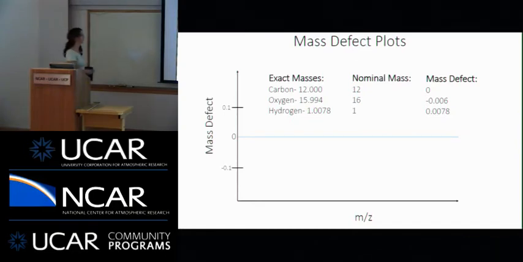And what a mass defect is, if you think about your isotopes, carbon has a nominal mass of 12. The most common isotope of carbon has exactly, we've just determined as chemists that we were going to call it 12.000, so it has a mass defect of 0. A single oxygen-16 isotope, which is the most common form of oxygen, has a mass of 15.994 AMU, so it has a slight negative mass defect. Hydrogen, a slight positive mass defect.